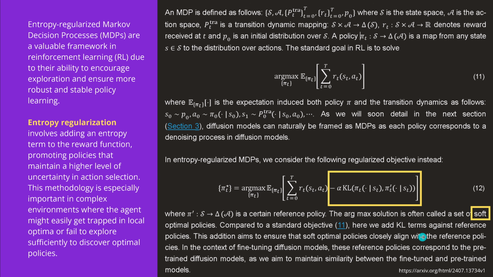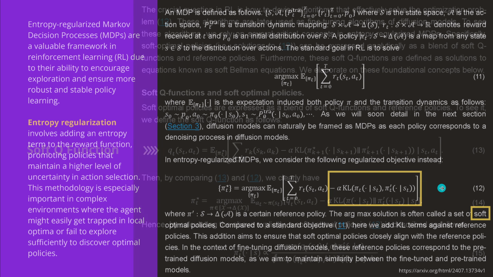So we have an additional entropy term added to our reward function, promoting policies that maintain a higher level of uncertainty in the action selection. And this is important because in a complex environment, the agent might get easily trapped in a local optimum or fail to explore and discover optimal policies. So we have this additional term, and now suddenly we have to solve this. And this is where we will use a soft optimal policy approach. Beautiful. So this is the basis where we start off.